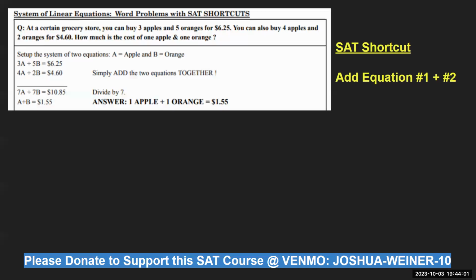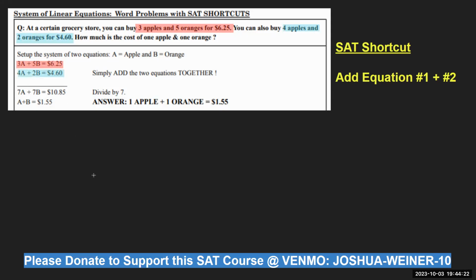Can you read this one, Natasha? The question? Yeah. At a certain grocery store, you can buy 3 apples and 5 oranges for $6.25. You can also buy 4 apples and 2 oranges for $4.60. How much is the cost of 1 apple and 1 orange? Okay, very good, Miss Natasha.